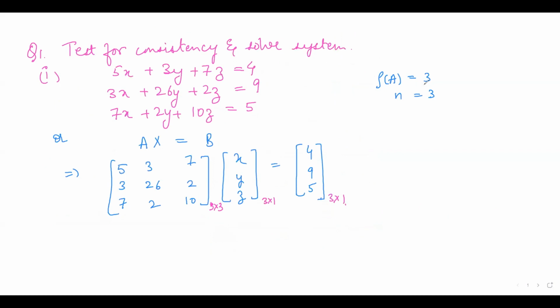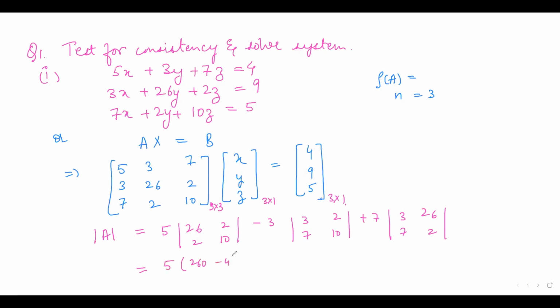So let me just check whether it is 3, because here I can see that it is just a multiple. So the rank of A would be 2. So how we could check that? We could refer to it using the determinant value as well. So when we find out the determinant of A, okay, let me just clear this part. The determinant of A would be 5 times, I hope everybody remembers how to calculate the determinant value, this is 5 times 260 minus 4. This is 30 minus 14.